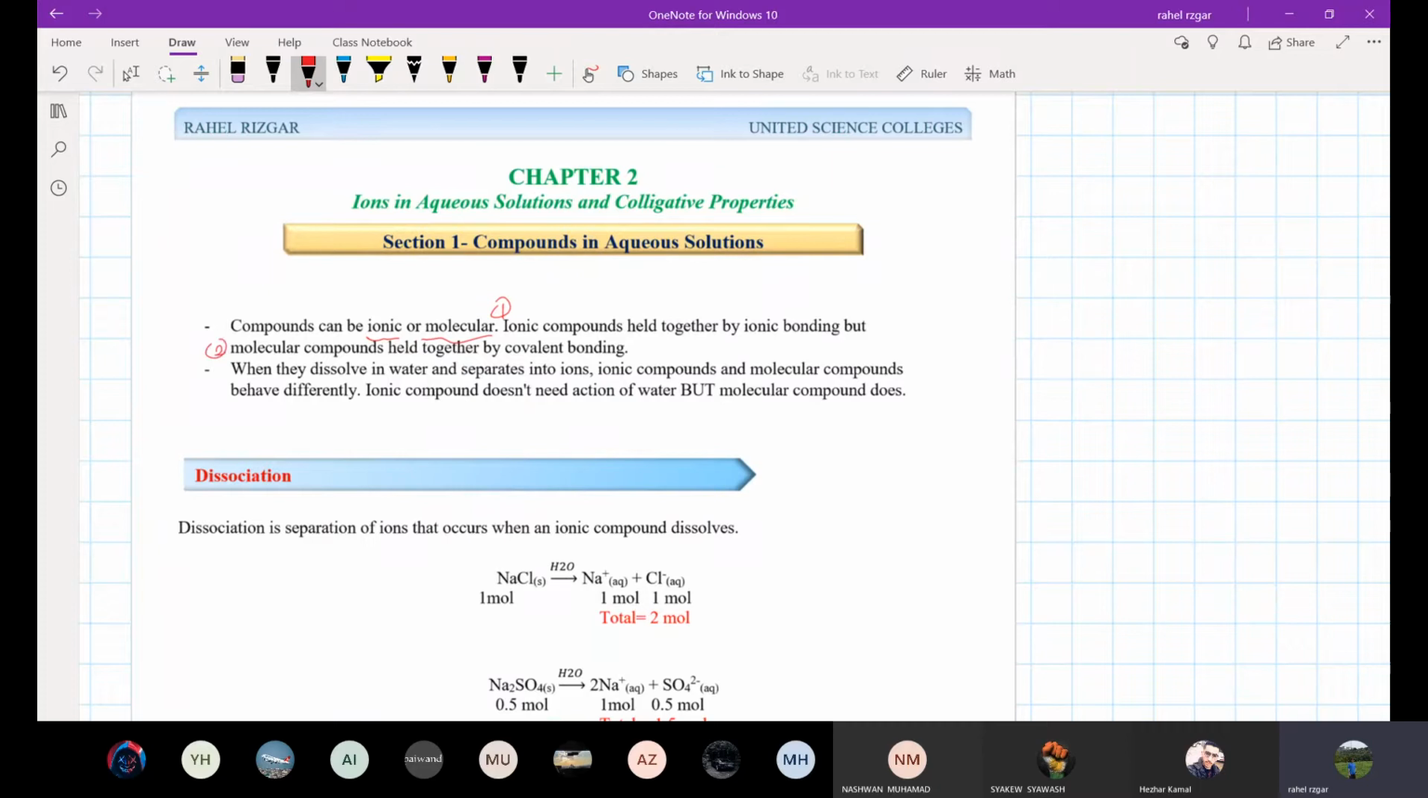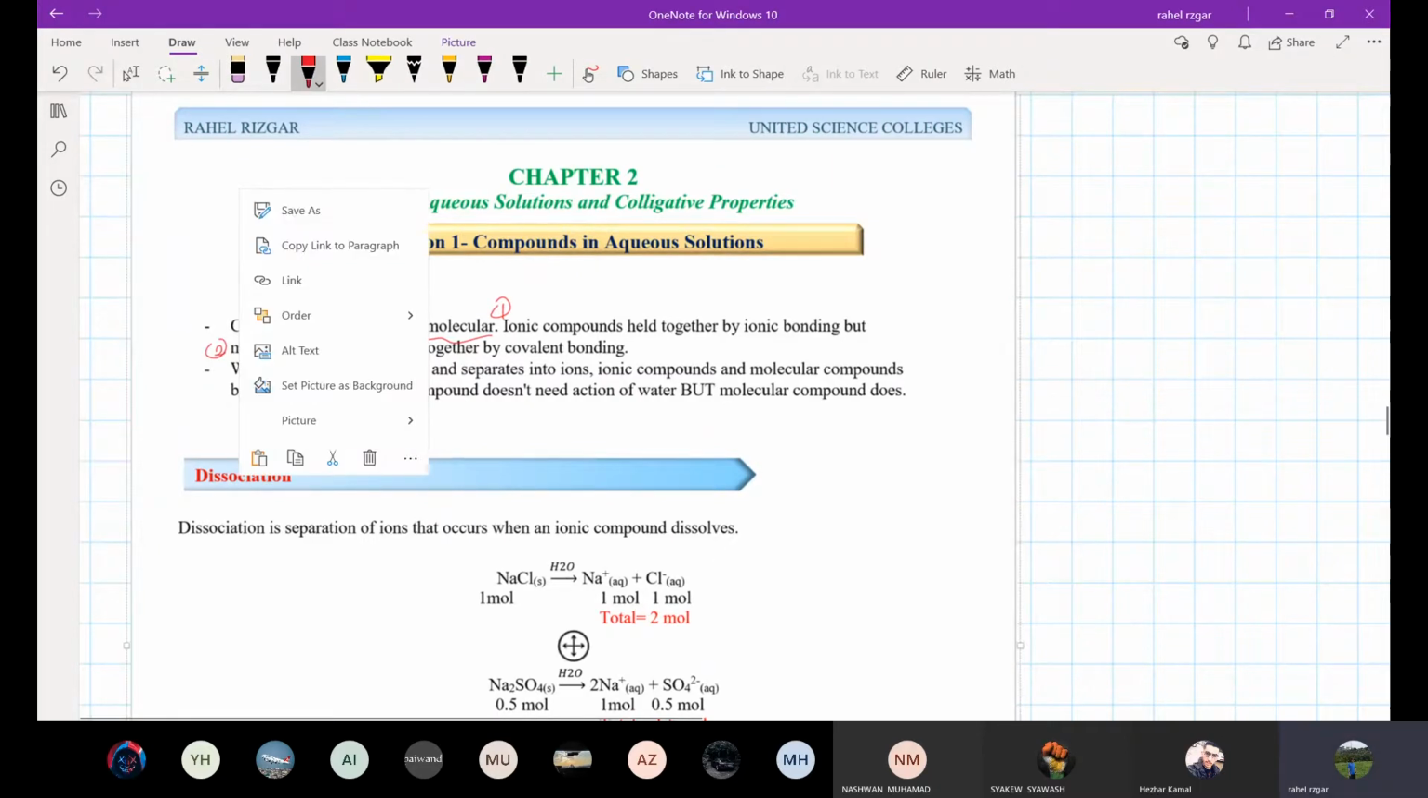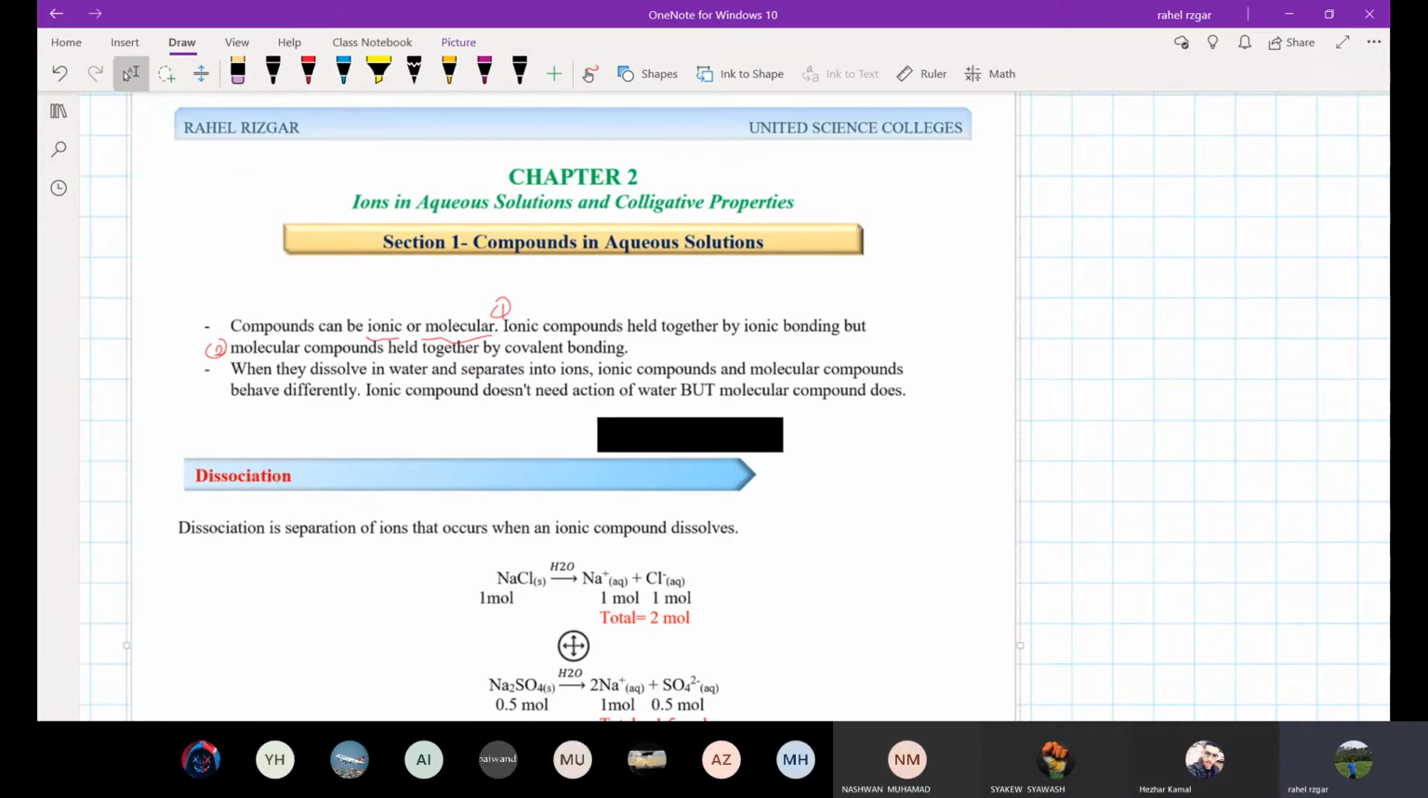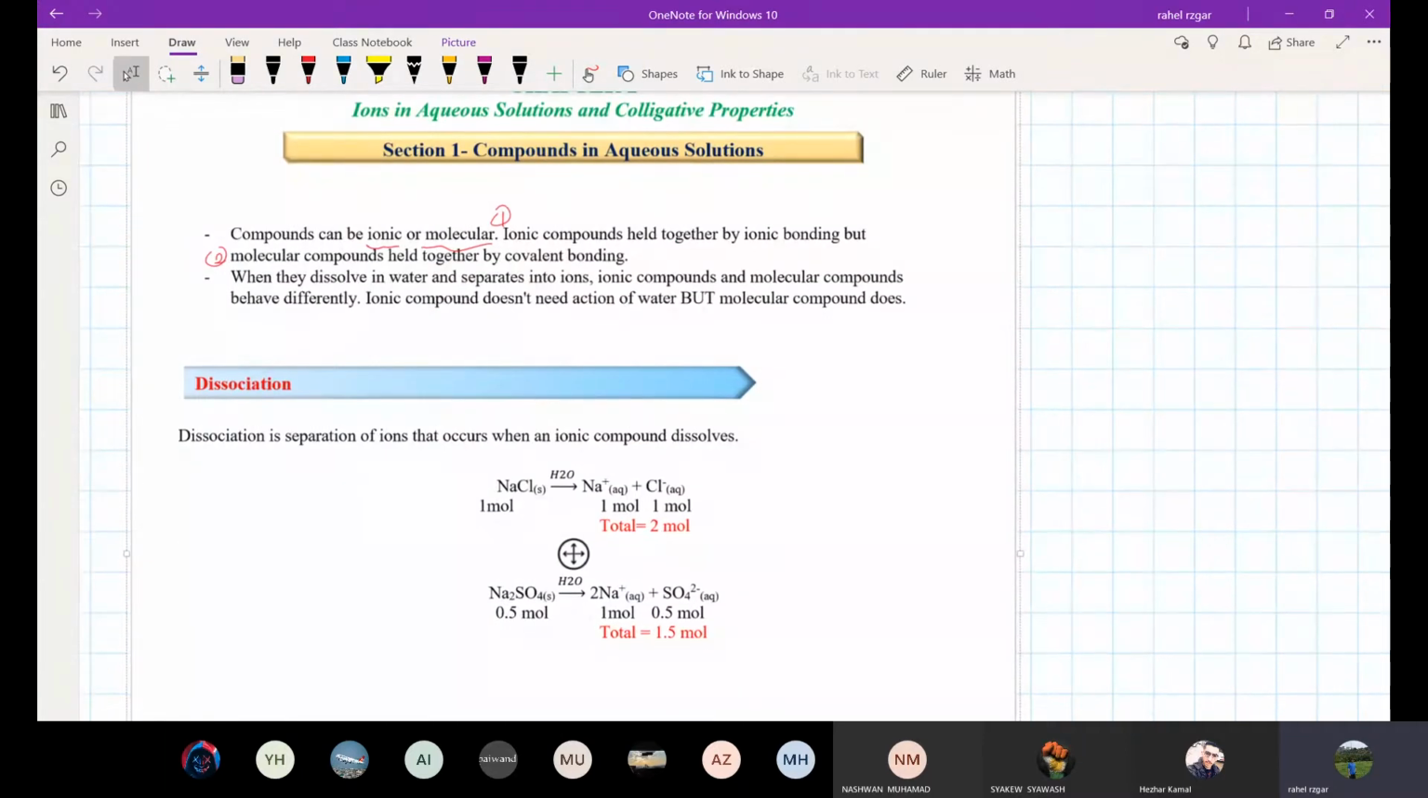Ionic compounds, ionic bond. When they dissolve in water and separate into ions, they become ions, and ionic compounds and molecular compounds behave differently. So what does behave differently mean? We'll try to explain those things step by step.